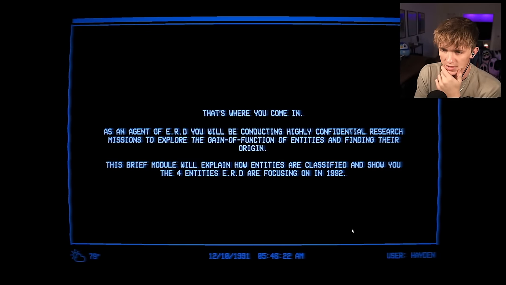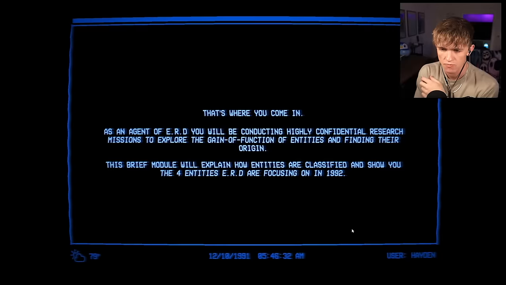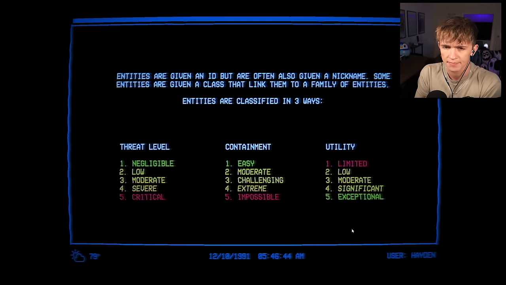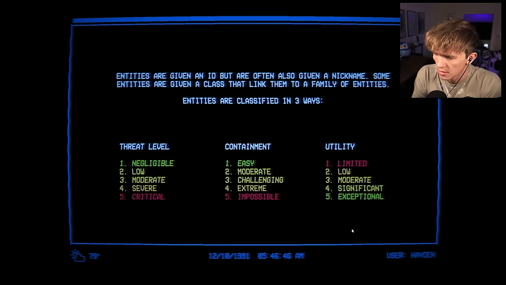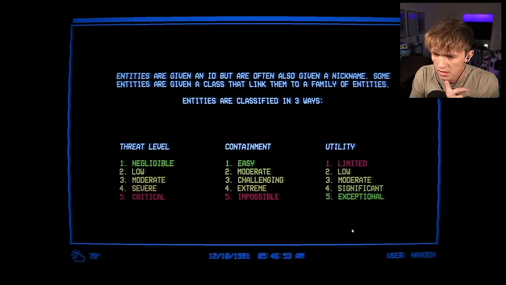That's where you come in. As an agent of ERD, you will be conducting highly confidential research missions to explore the gain of function of entities and finding their origin. This brief module will explain how entities are classified and show you the four entities ERD are focusing on in 1992. Okay. Entities are given an ID but are often given a nickname. Some entities are given a class that links them to a family of entities. Entities are classified in three ways: threat level, containment, and utility, each rated by five levels.